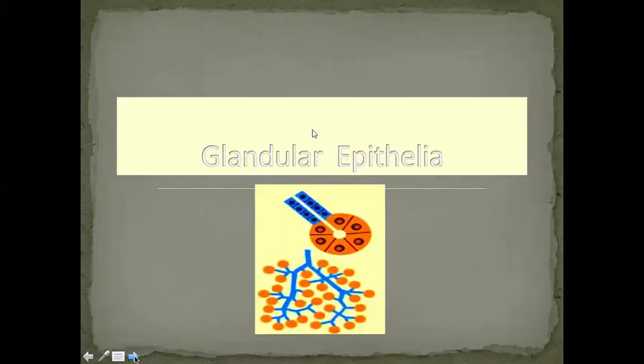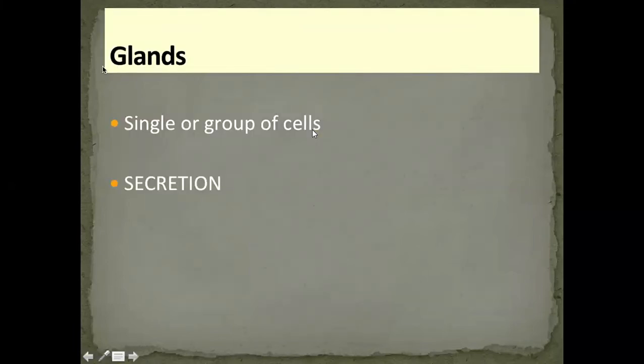Very good. Next, let's go now to the glandular epithelia. So the first topics that we discuss are surface epithelia. Let's go now to the glandular epithelia to confuse you more. Okay, so focus your mind now to the glands, no? Glandular. So when we say glands, they are single or group of cells na designed for secretion.